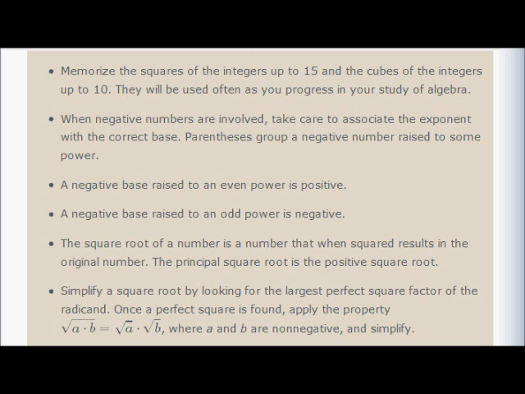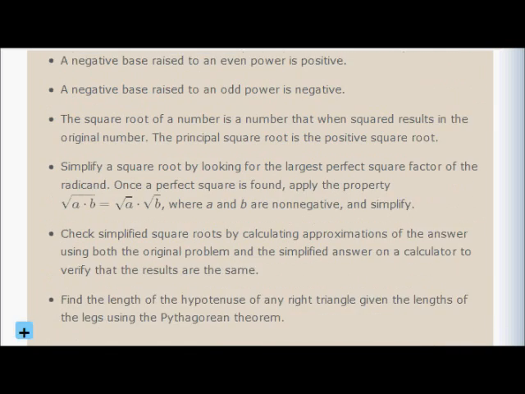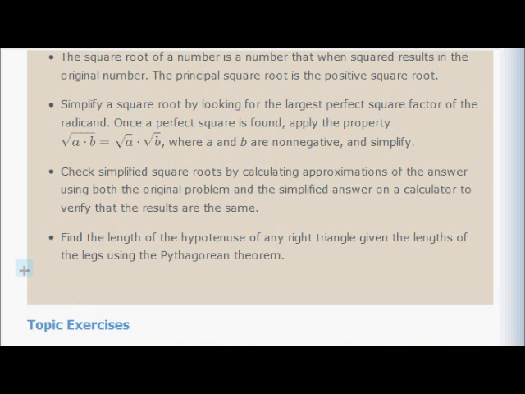The square root of a number is a number that, when squared, results in the original number. The principal square root is the positive square root. Simplify a square root by looking for the largest perfect square factor of the radicand, which is whatever is under the shelter of the square root sign; that's the radicand.